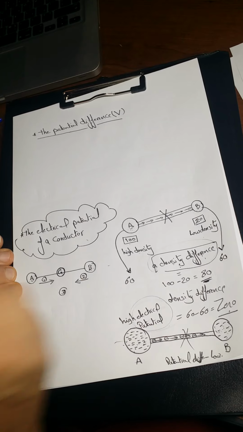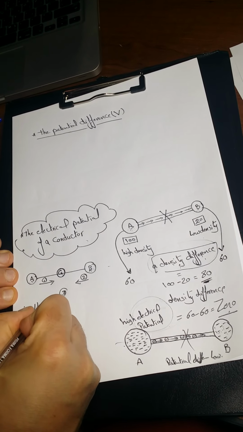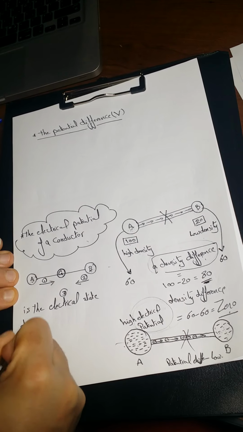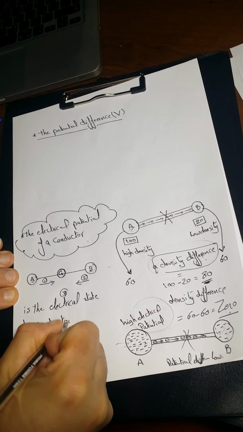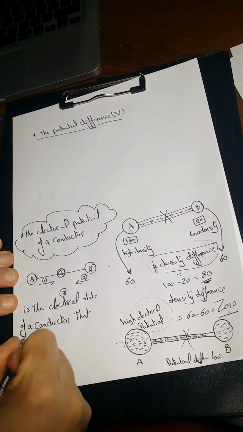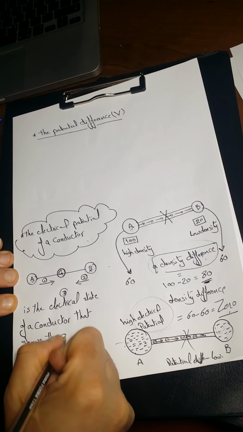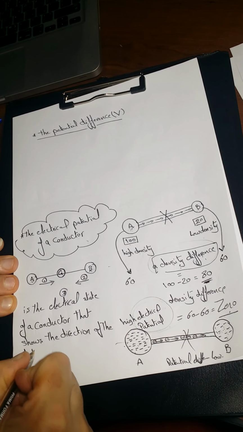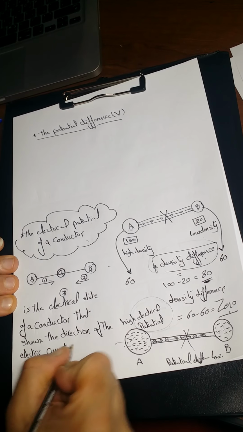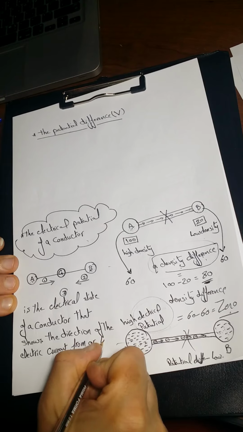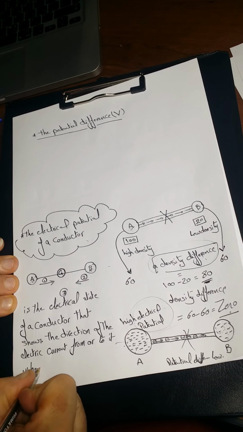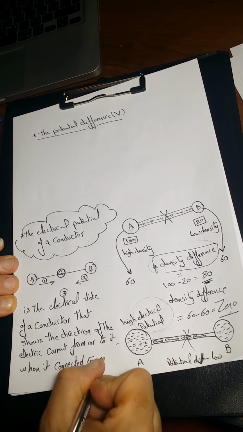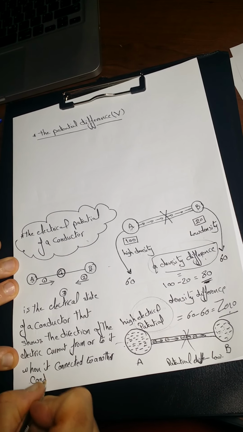I am going to say that the electrical potential is the electrical state of a conductor that shows the direction of the electric current from or to it when it connected to another conductor.